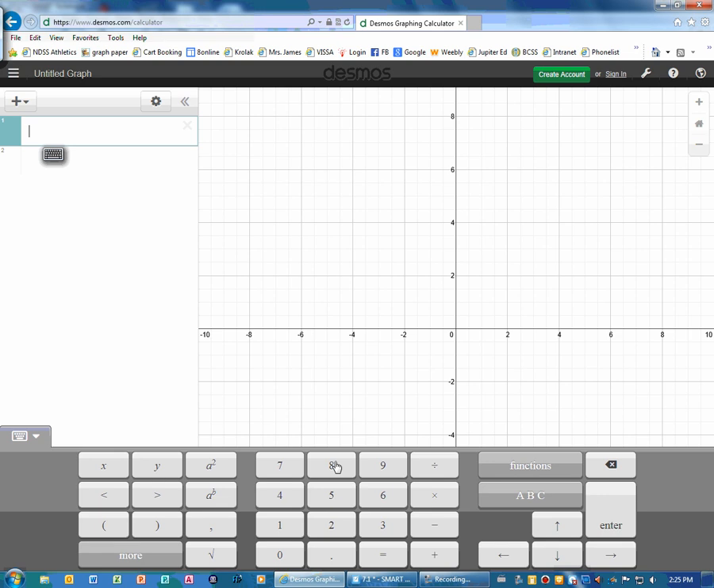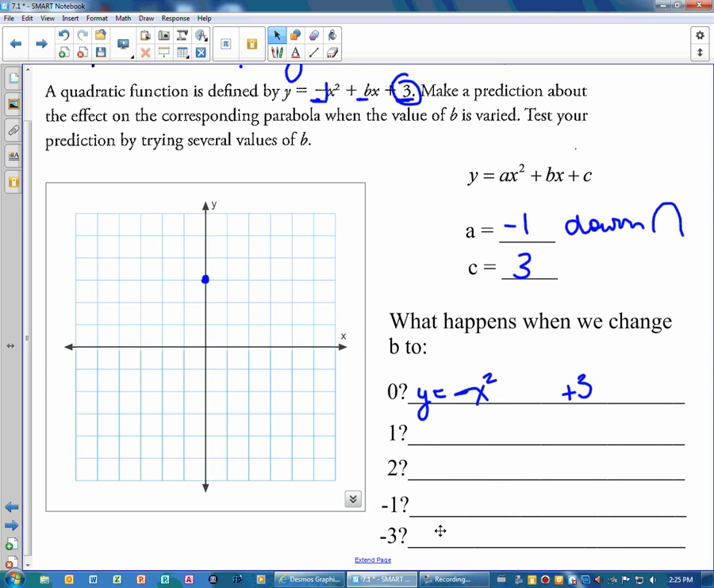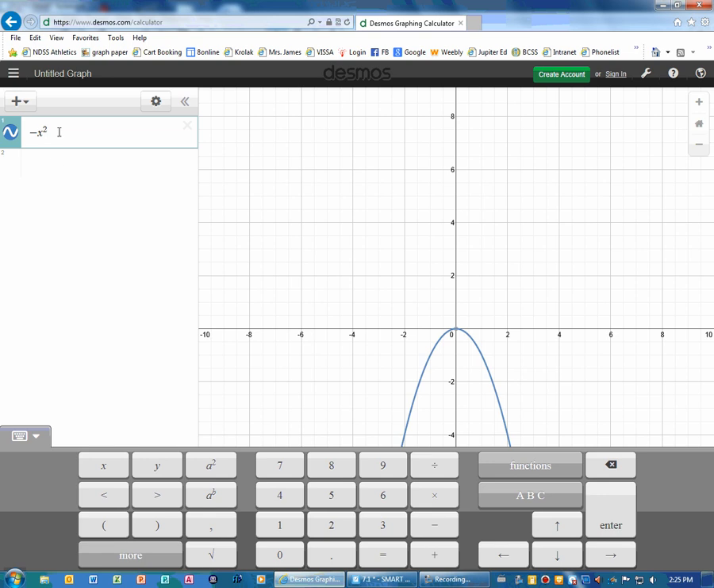Okay, so negative x squared. So you're going to type in a negative, and then type an x, and then type this for squared. See how that worked? Now, look at the graph of negative x squared, but remember that the equation was negative x squared plus 3. Remember I told you that the graph has to go through the y-axis at 3. So we're going to type plus 3.